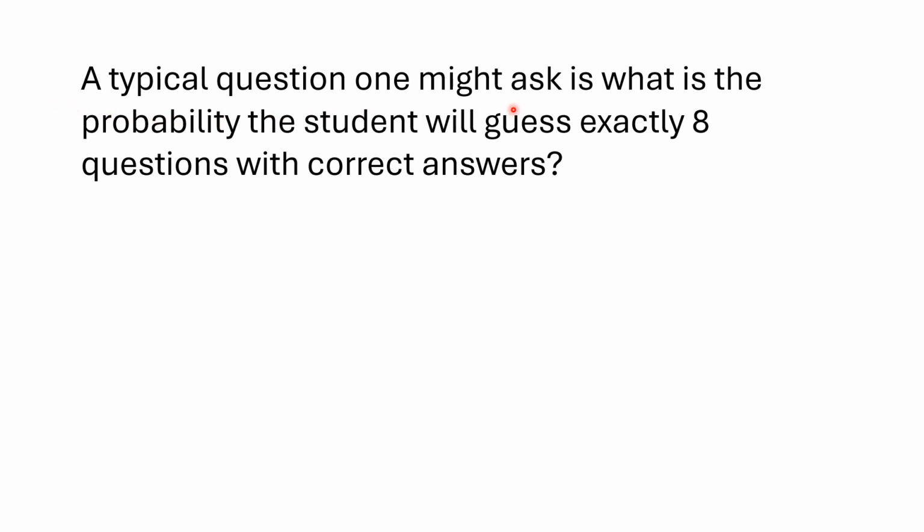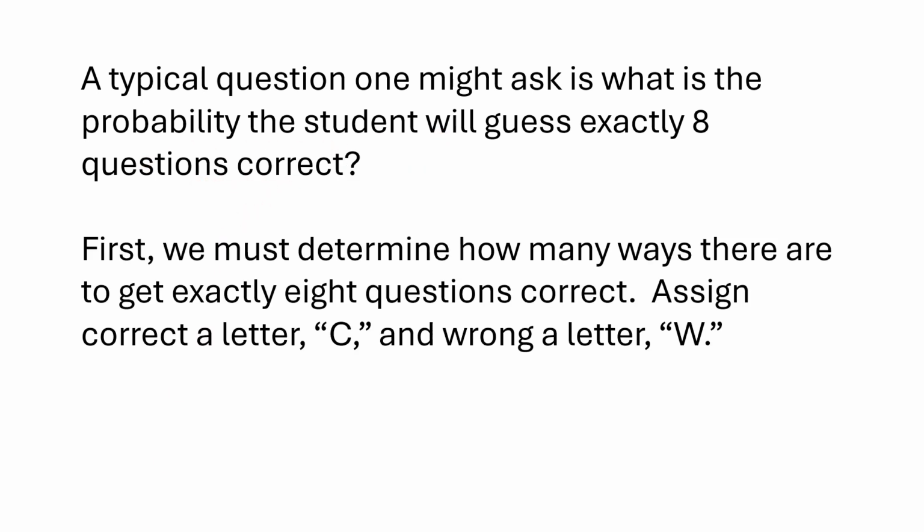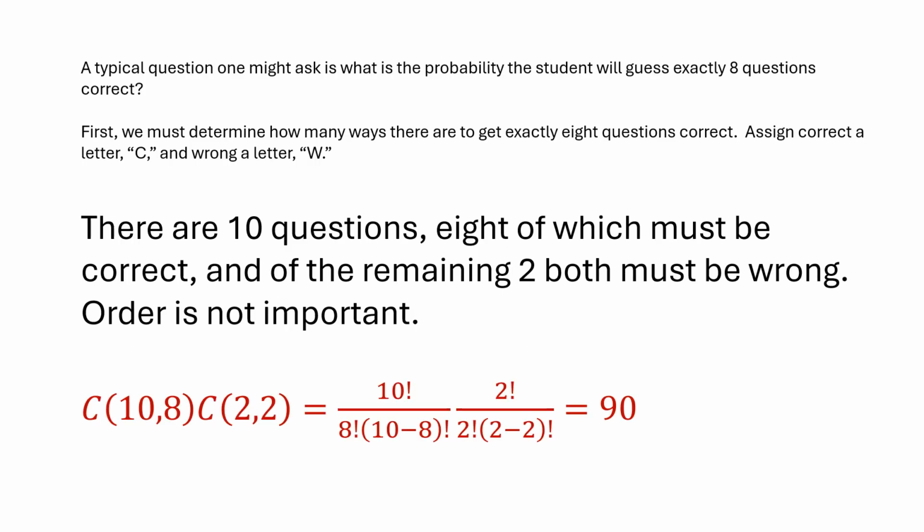A typical question one might ask is, what is the probability the student will guess exactly 8 questions with correct answers? First, we must determine how many ways there are to get exactly 8 questions correct. Assign correct a letter C and wrong a letter W. So imagine we have a string of 8 C's and 2 W's.